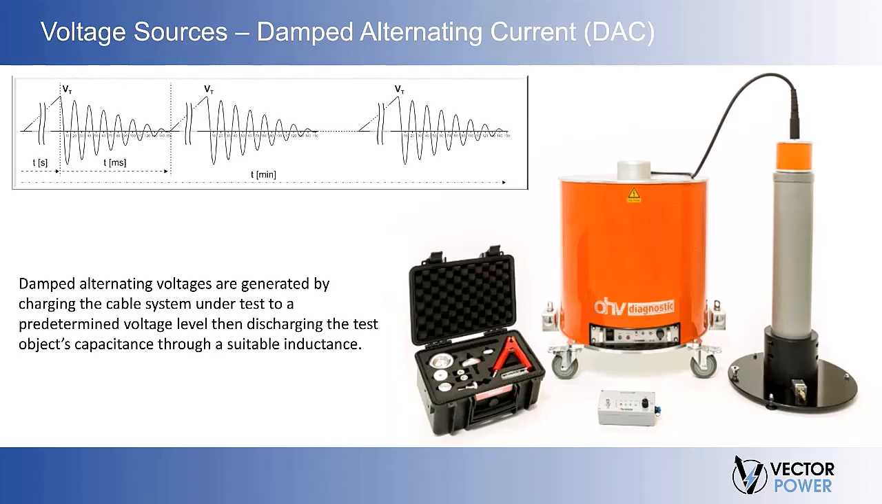Damped alternating voltages are generated by charging the cable system under test to a predetermined voltage level, then discharging the test object's capacitance through a suitable inductance. During the charging stage, the test object is subjected to a continuously increasing ramp voltage. During the discharging state, the test object experiences a damped oscillating wave, hence damped AC.